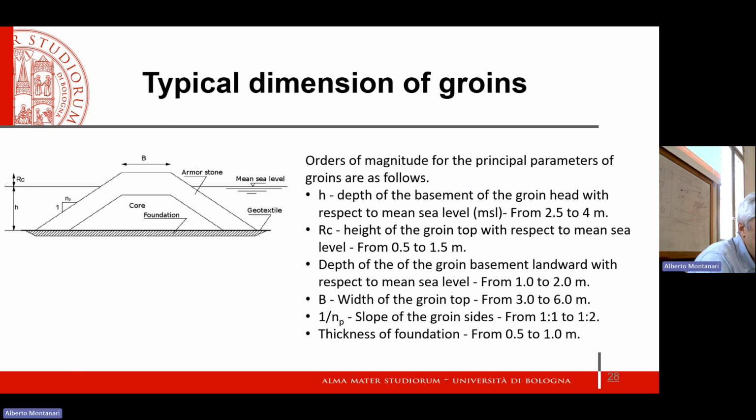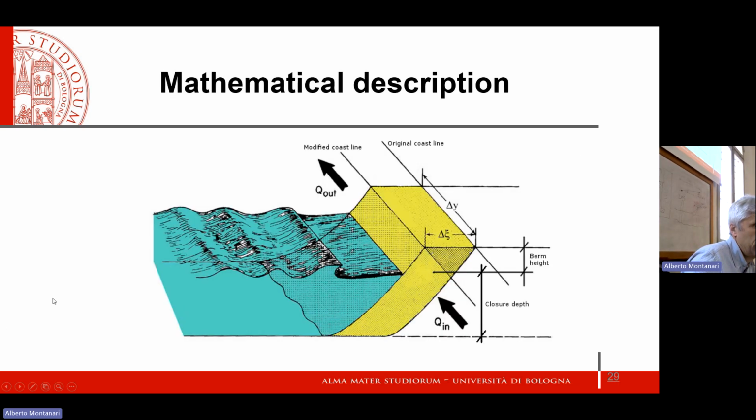The slope of the sides is from 1:1 to 1:2, not more than 1:2, and the thickness of the foundation, I already mentioned it. Okay, these are typical orders of magnitude. This is a question that may be asked at the exam: what are the typical dimensions of a groin? You don't need to list all of them, but you should be able to say something like the width of the groin at the top is about 3-6 meters, and the slope of the sides is another important parameter, from 1:1 to 1:2, and the thickness of the foundation. If you can remember some of these numbers, I suggest you remember them.